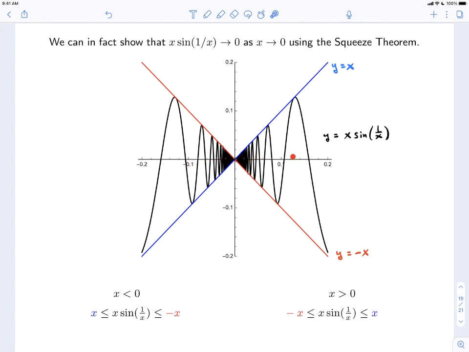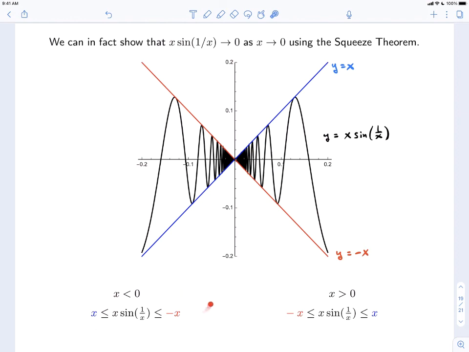Now, when you pass through 0, y equals x and y equals negative x intersect. So the function which is on top for negative values swaps with the other function. So when x is negative, y equals negative x is on top. But then when you pass through 0, y equals positive x is on top. When x is negative, y equals x is on the bottom, and then y equals negative x is on the bottom after you pass through x equals 0. But either way, you can see that the function we're interested in, x times sine of 1 over x, is sandwiched in or squeezed in between these two curves.